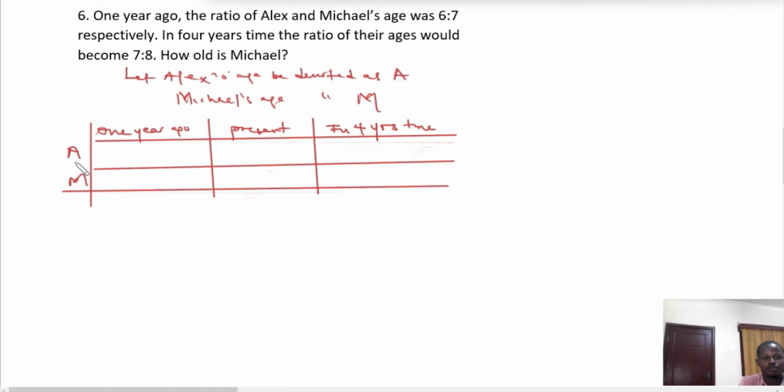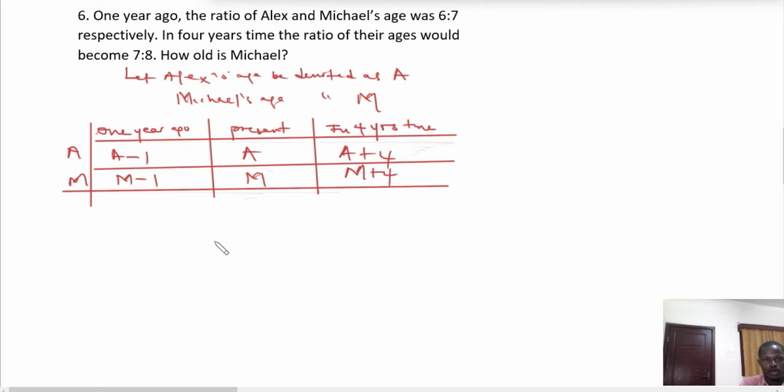So 1 year ago is in the past, so it's going to be A minus 1 for Alex. 1 year ago, his age was A minus 1, and 1 year ago, Michael's age was M minus 1. The present age of Alex is A, and the present age of Michael is M. In 4 years' time, which is in the future, Alex's age will be A plus 4, and Michael's will be M plus 4.